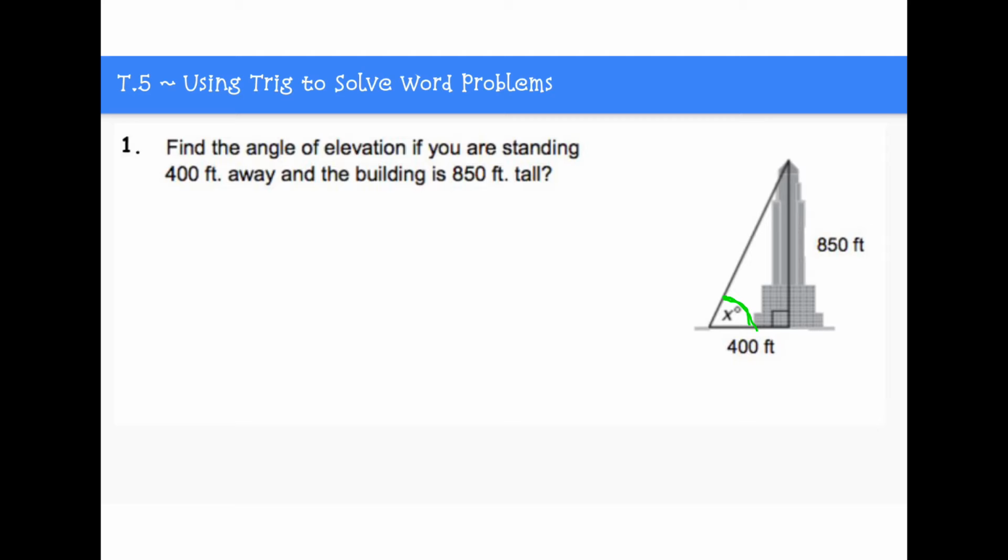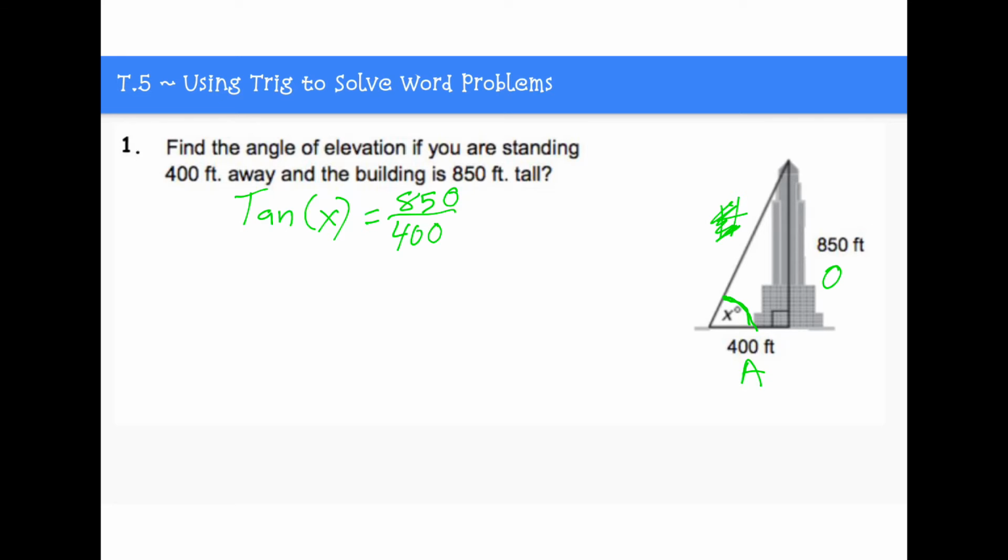So if that's the angle I care about, then we can label our triangle as our hypotenuse, our opposite, and our adjacent. The hypotenuse is completely blank. Doesn't help us out. That leaves us with the opposite and the adjacent, which leaves us with a tangent problem to solve. So I can set it up as the tangent of x is equal to the opposite over the adjacent, 400.